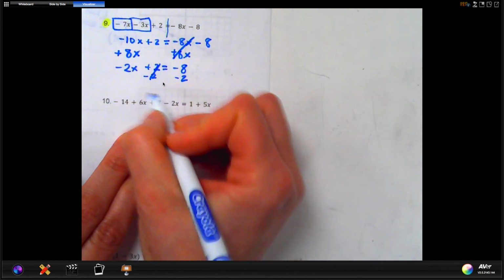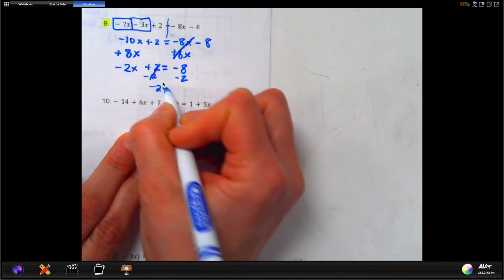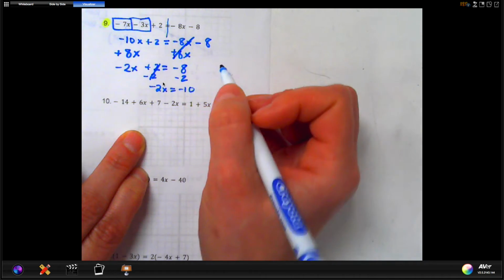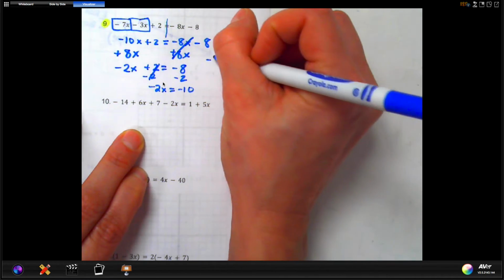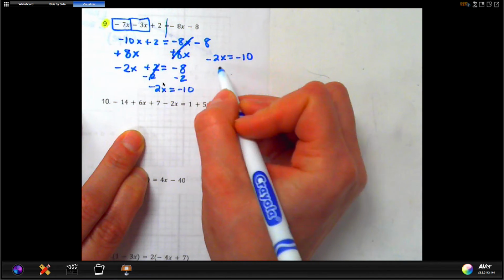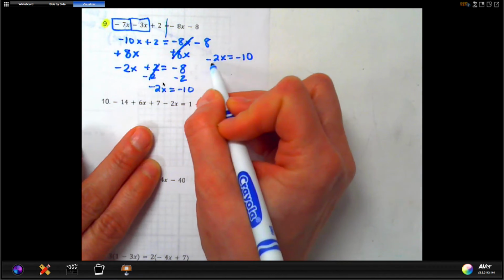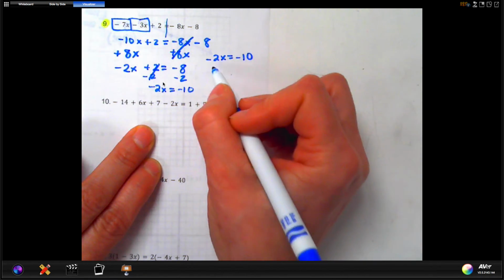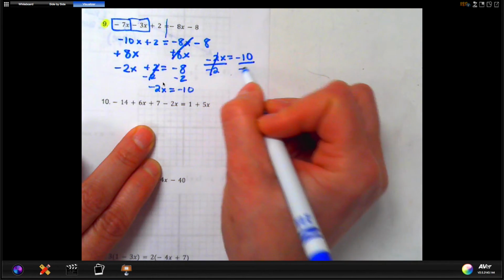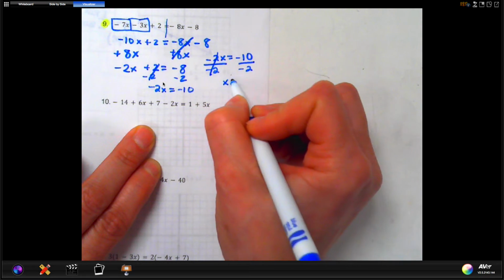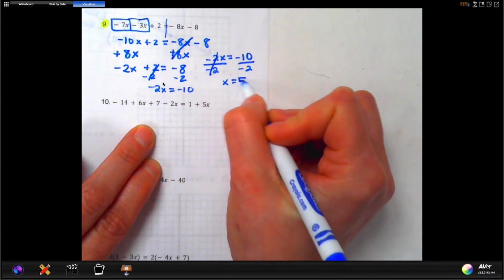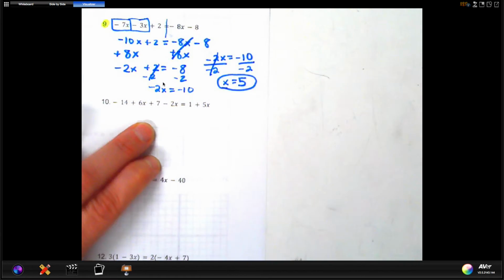All right, bring down negative 2x equals, now negative 8 minus 2 is going to give us negative 10, and I ran out of space, so I'm going to write it over here. Negative 2x equals negative 10. Last thing we need to do, negative 2x means negative 2 times x. So to undo that, we will divide by negative 2, cancel it, divide by negative 2 over here to get our answer, negative 10 divided by negative 2, x equals positive 5.